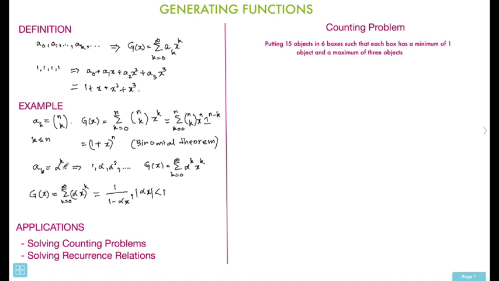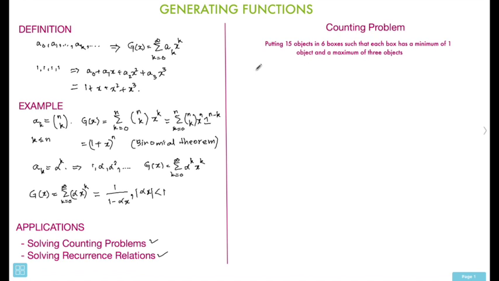Okay, now let's see some applications here. I'm going to consider two kinds of applications here. One is to solve counting problems, and the other is solving recurrence relations. So let's see if we can use generating functions to solve some counting problems. Let's say we have a problem like this. We have to put 15 objects in 6 boxes such that each box has a minimum of 1 object and a maximum of 3 objects. So minimum of 1 and maximum of 3, and we have 6 boxes.